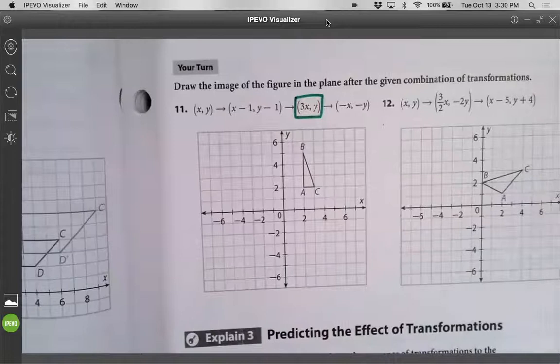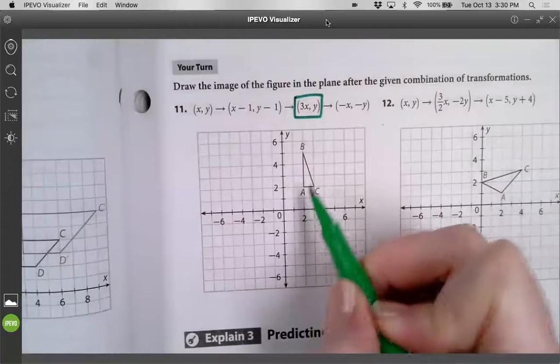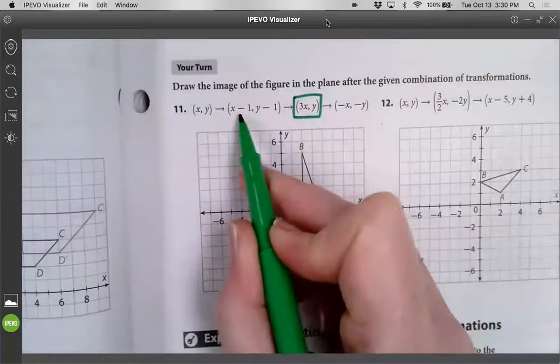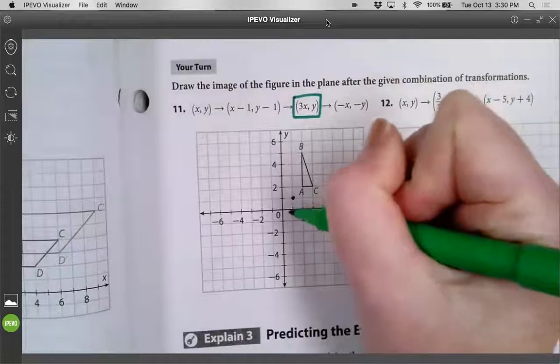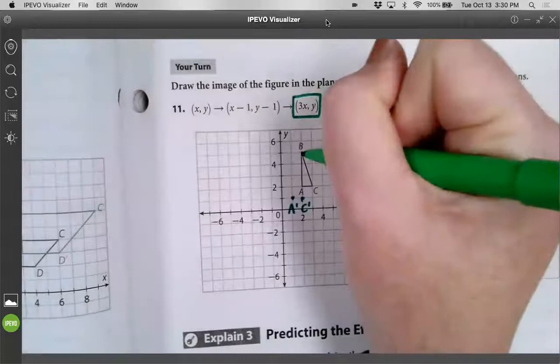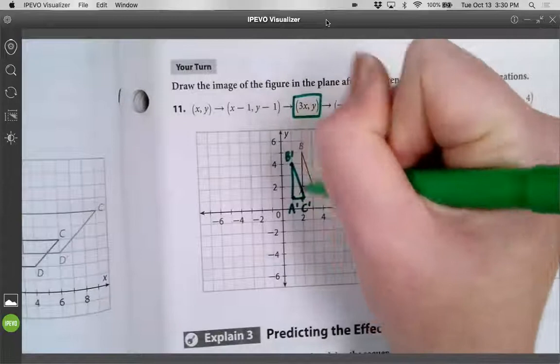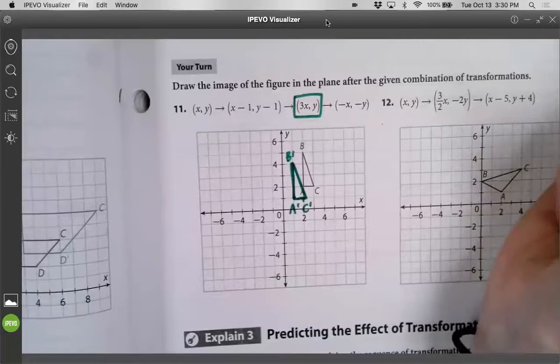So let's take triangle ABC. To me, it's easier to do a translation on the graph. So I'm gonna take my X's and go left 1, and then I'm gonna go down 1. So left 1 and down 1 puts A prime right there. It puts C prime right there, and it puts B prime right there. Easy enough. Work smarter, not harder. If you would rather list them out and do the subtraction, that's fine. But to me, this was faster.